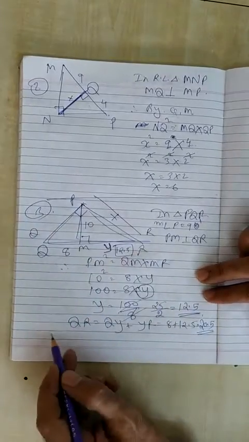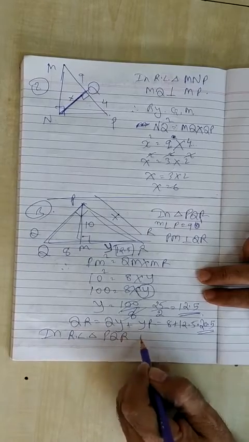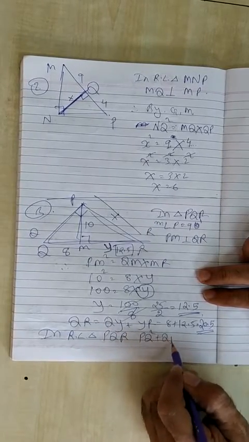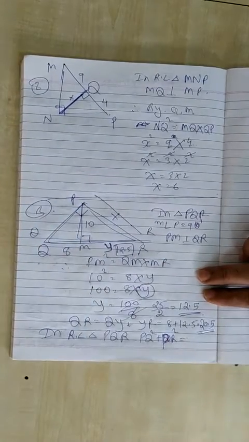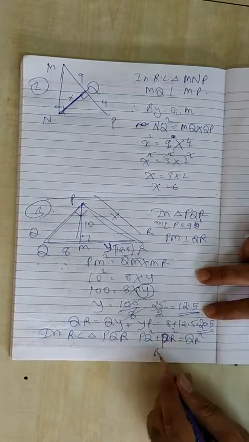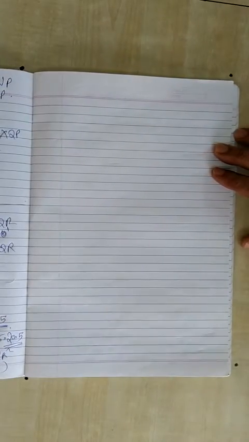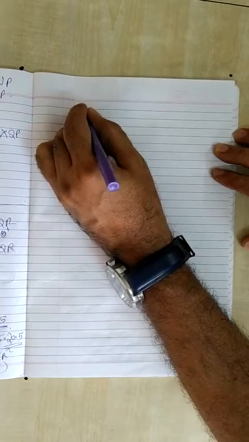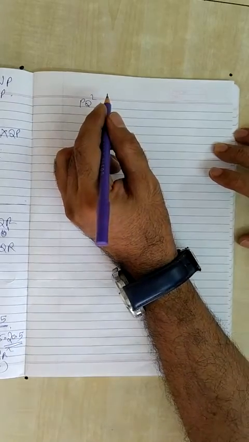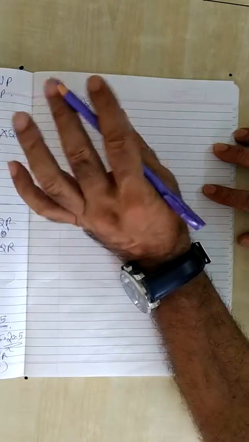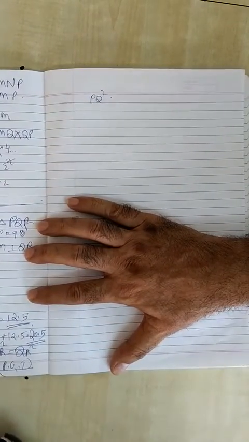Now in right angle triangle PQR, PQ square plus PR square is equal to QR square by Pythagoras theorem. So PQ square, only we want this. They have not asked this, so don't do this much only.